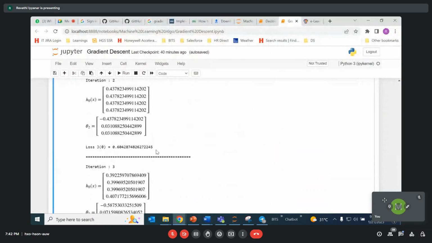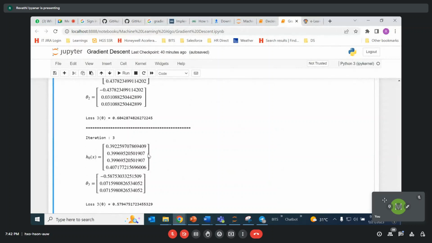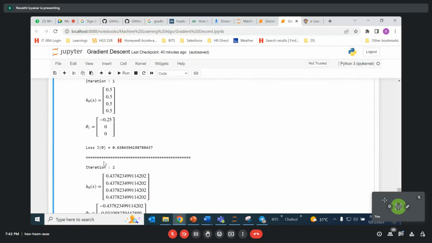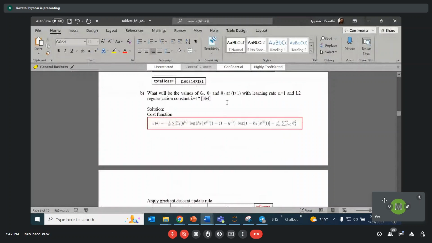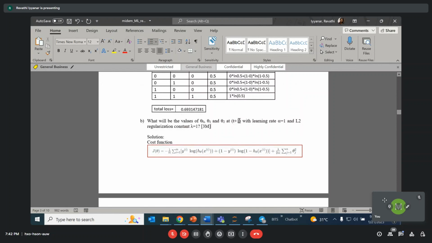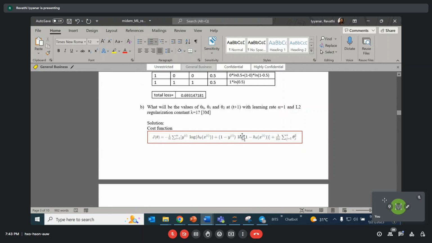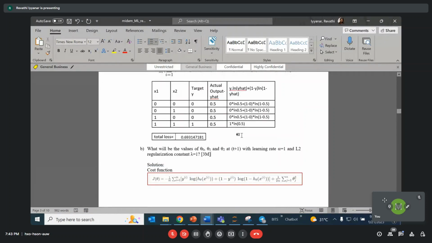If they ask for multiple iterations, we can take values from this, but they haven't mentioned the number of iterations. Here, t plus 1 means only one iteration, right? The problem is formulated as t and then t plus 1. In other cases, if they give it as t plus 2, is it the second iteration? Yeah, that's the trickier part they do in the questions.